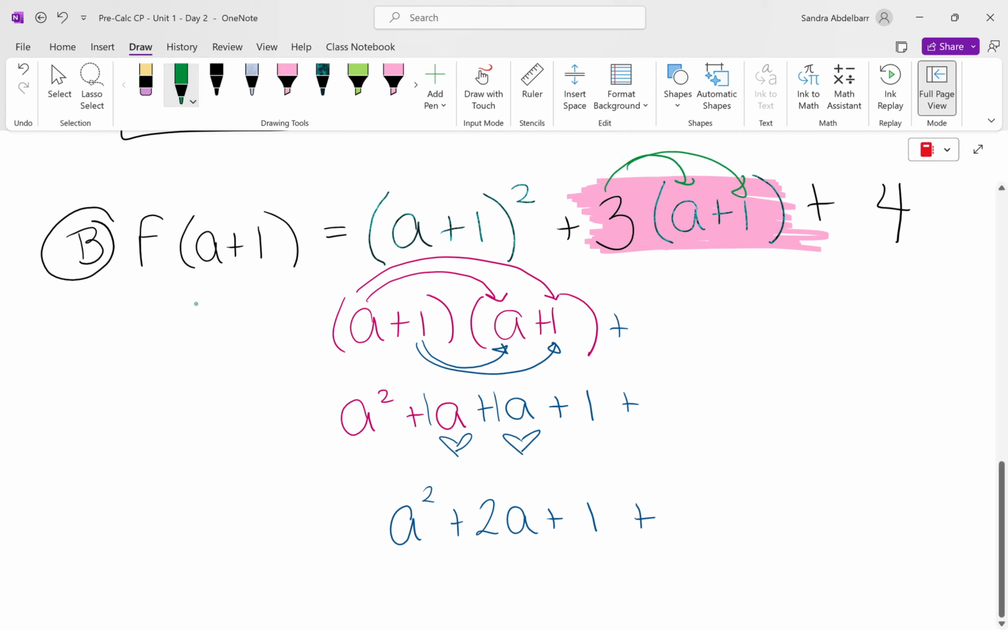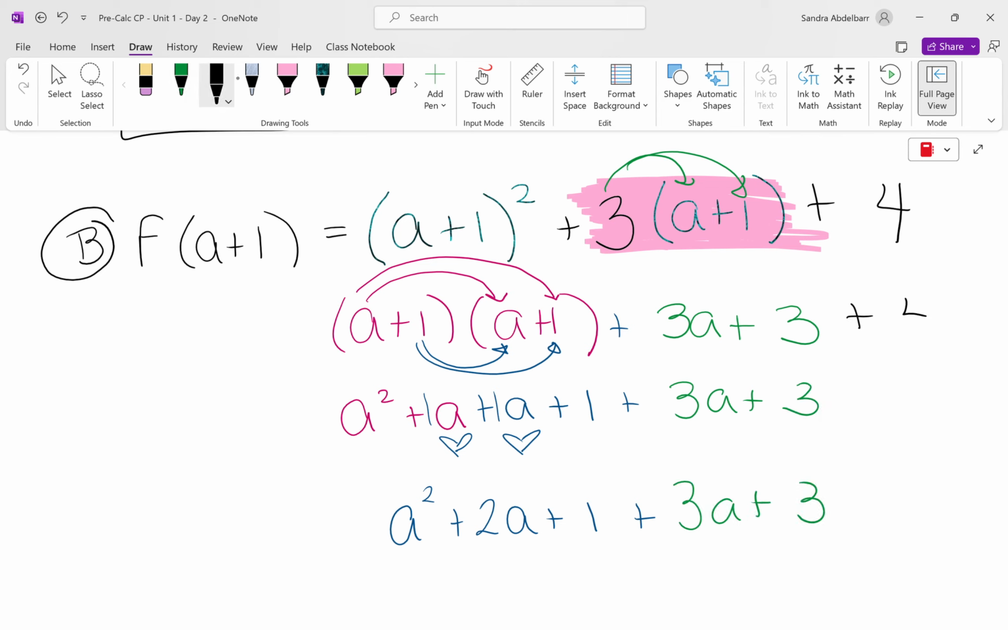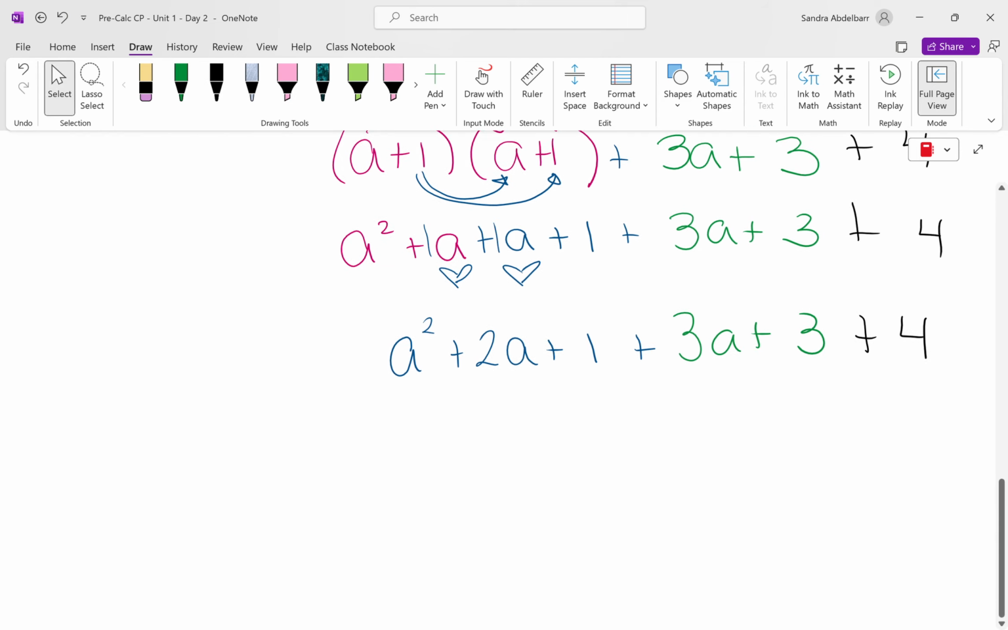So we're going to distribute that 3. So now 3 times a is 3a. 3 times 1 is 3. So we have 3a plus 3. And then last but not least, we're just going to bring down that 4.